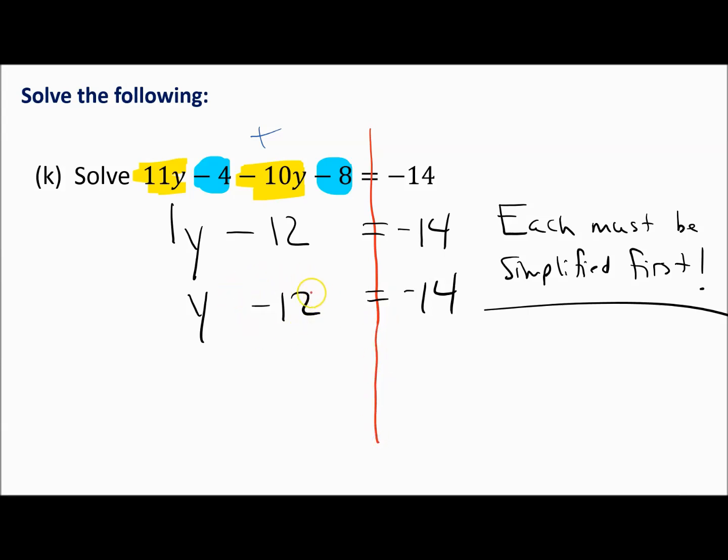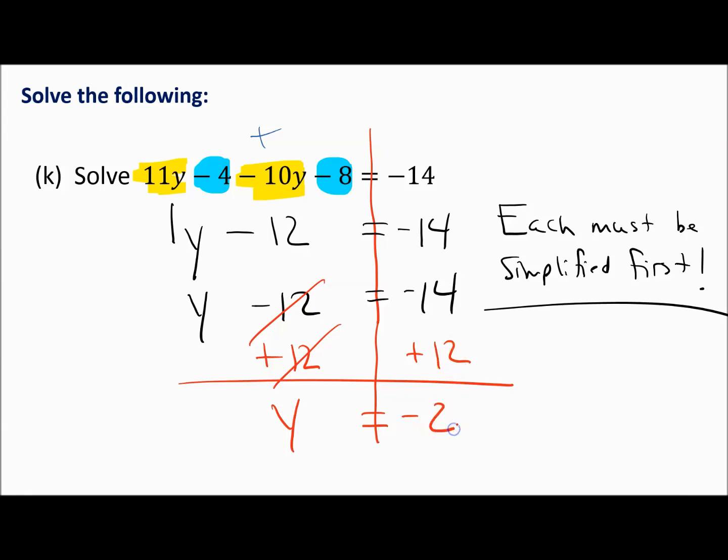I got to get rid of this minus 12. So now I'm going to add 12 to the right and add 12 to the left. The minus 12s cancel and I get y is equal to, now I'm taking a negative 14 and adding 12, which we all know is negative 2, right? We're adding opposite signs. We subtract the numbers. 14 minus 12 is 2. The heavier number is negative, so we made it negative 2.